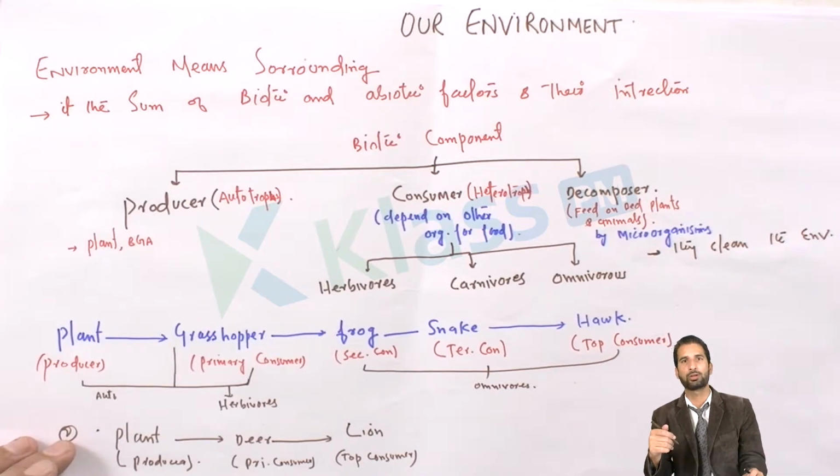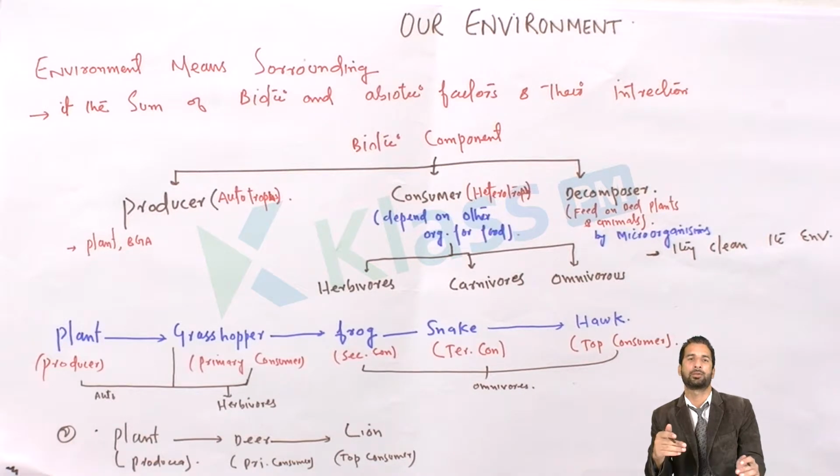So what are producers? What are autotrophs? The producers or autotrophs are those living organisms which can synthesize their own food, which can manufacture their own food one way or another. Importantly, they manufacture their own food with the help of photosynthesis. The most common example of producers is plants. There are also some microorganisms which act as autotrophs.